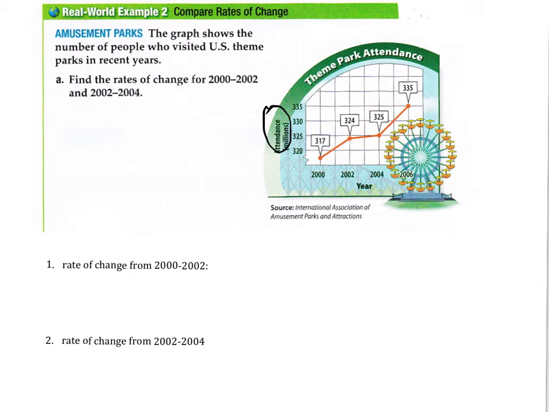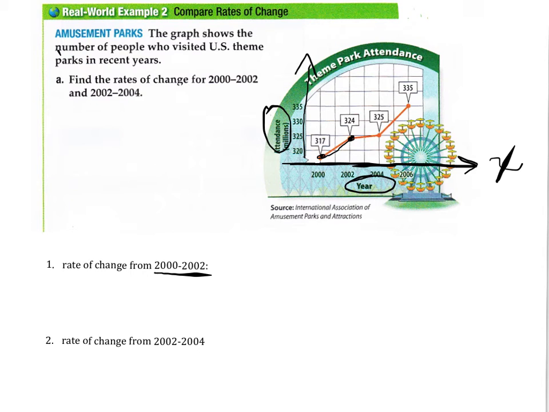So first of all, let's study this graph. Notice the horizontal axis right here, which in our mind is x. They're the years. And then the vertical axis is the attendance in millions. So let's find the rates of change from 2000 to 2002. So we're interested in this from here to here.